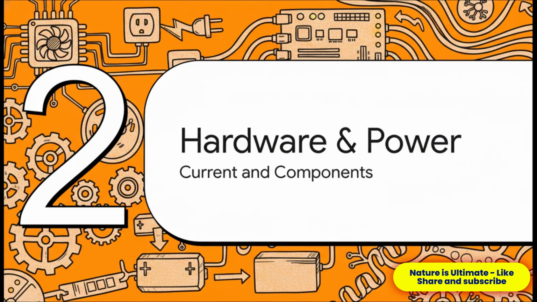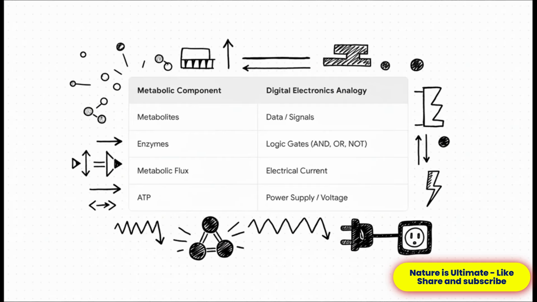Okay, so if it's a computer, it's gotta have parts, right? So let's pop the hood on this thing and break down the hardware, the electrical current, and the power source of this amazing little machine. This slide right here, this is basically our Rosetta Stone. It lets us translate biology into electronics.